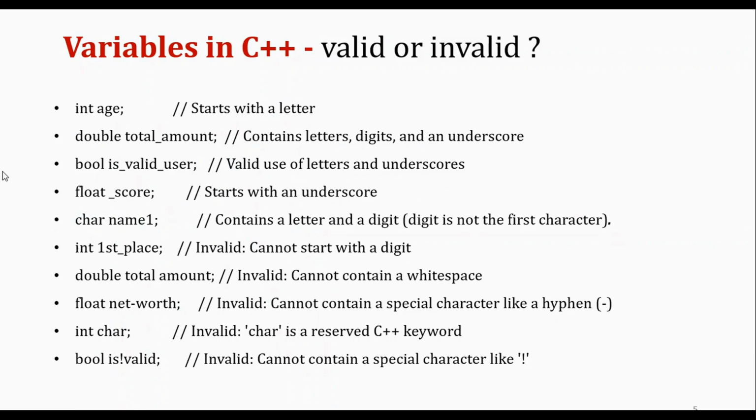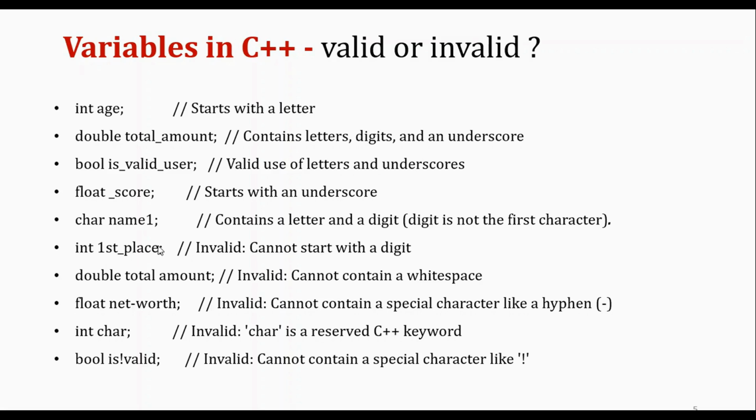Let us check whether each variable declaration is valid or not based on the rules we mentioned here. So int age is a valid declaration. Age, everything is fine. Check out this one: char name2 is also valid, since the number is at the end. Check out this one: int 1st place. The number should not be at the beginning, so it's invalid.